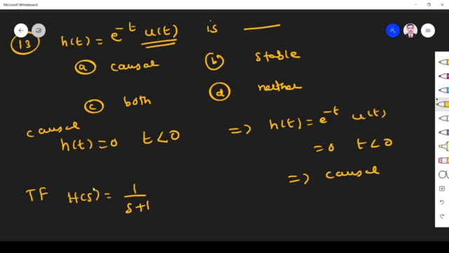If the poles of the transfer function lie in the left half of the s plane, it is stable. You see, where is the pole? The pole is at s equal to minus 1. So the pole is in the left half of the s plane, so it is stable. So the answer is causal and stable. So both.